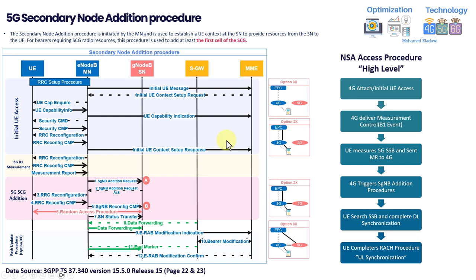Now, after checking the capability of this particular user, the network finds that this user is capable of 5G non-standalone, and we already have 5G on this side. So this was the high level. First, this was the initial access being done.